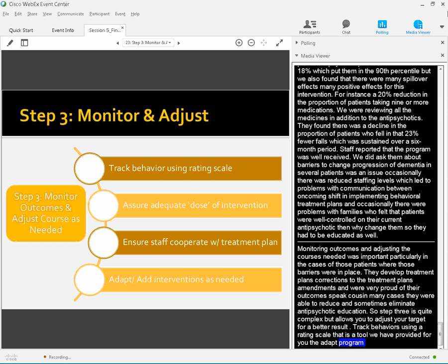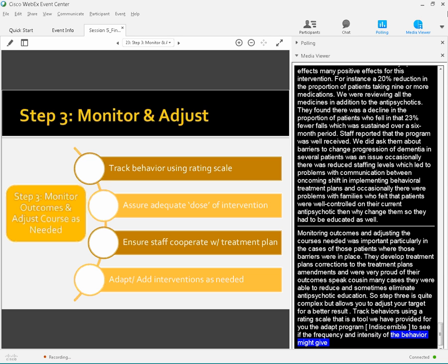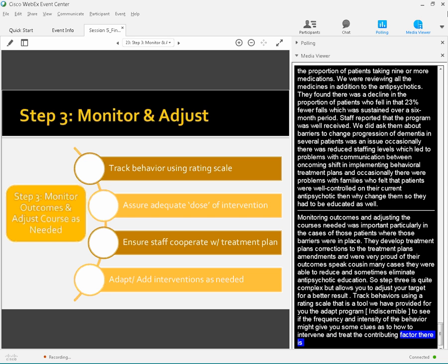And look and see if the frequency and intensity of the behavior might give you some clues as to how to intervene to treat the contributing factors, be it physical, environmental, psychological, or psychiatric. Make sure that you have the adequate dose of the intervention.